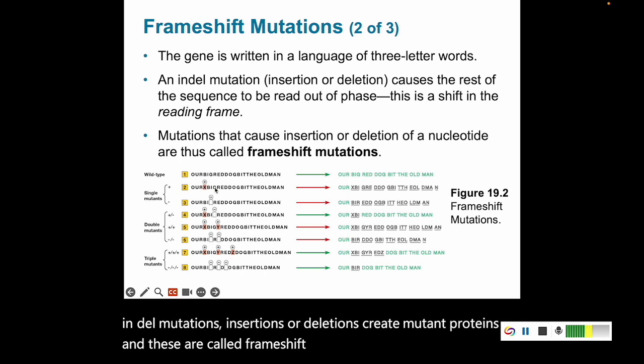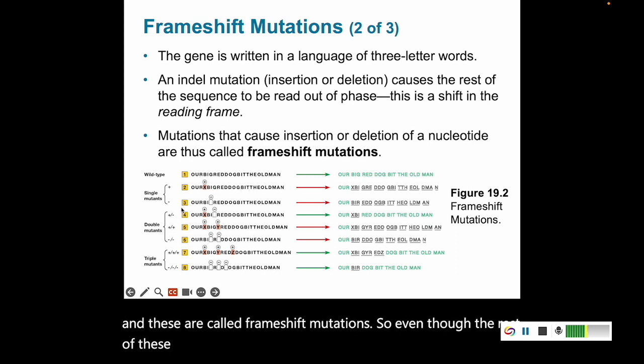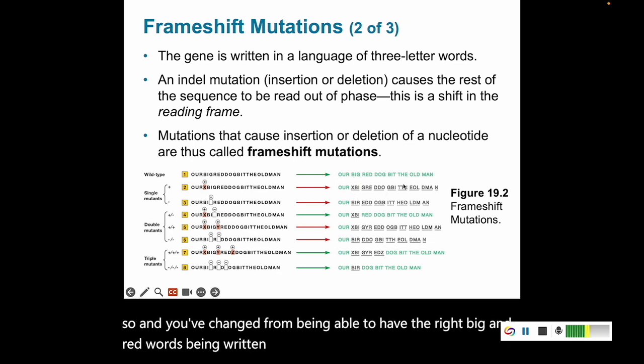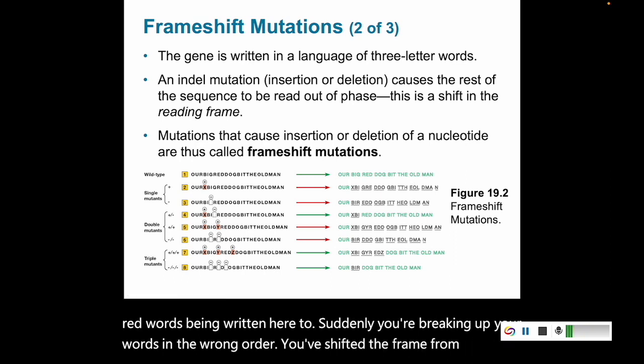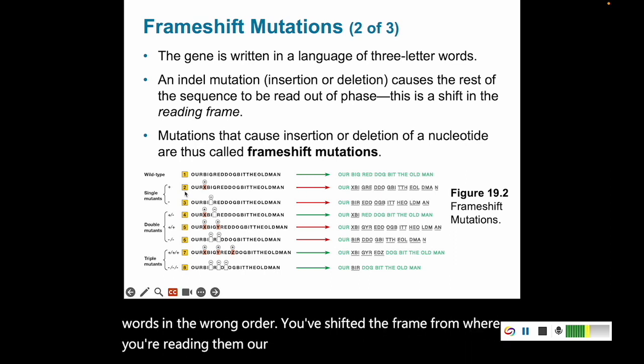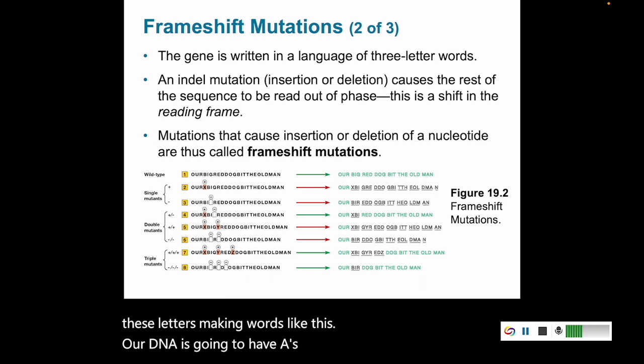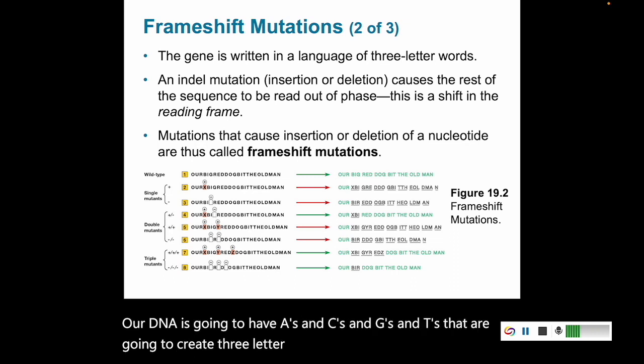Even though the rest of these letters are here in the right order, you've shifted the frame. You've changed from having the right words being written here to suddenly breaking up your words in the wrong places. You've shifted the frame from where you're reading them. Our DNA, of course, isn't going to have all of these letters making words like this. Our DNA is going to have A's and C's and G's and T's that create 3-letter words to make proteins.